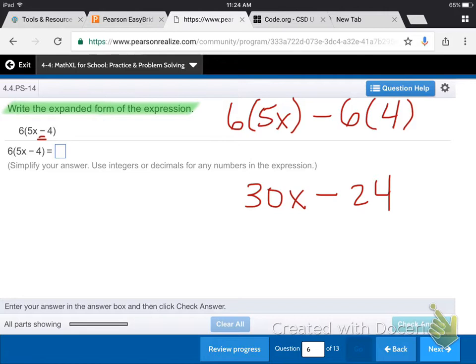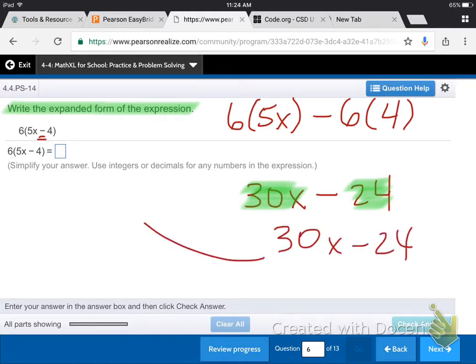Now, are those like terms? Think for a moment to yourself. No, they're not, because this term has an x in it, and this term has no variable, so they can't be like terms. So this is the final answer. 30x minus 24, and that answer goes right there.